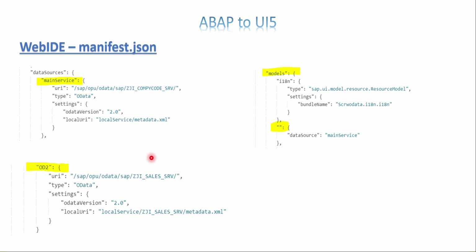Suppose I want to add one more OData service. This one is a company code service and this is a sales OData service. Then I follow the same steps, using the plus mark to add one more OData service.